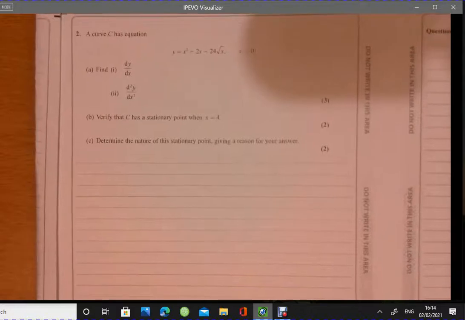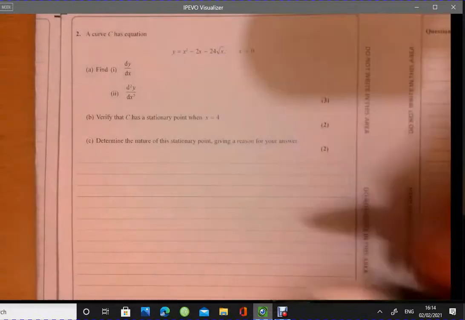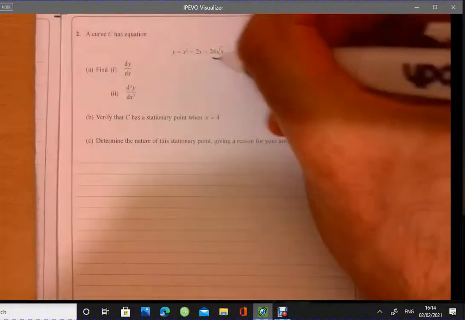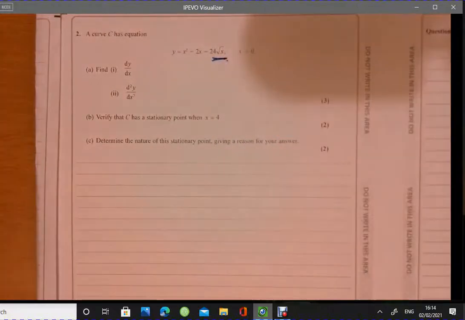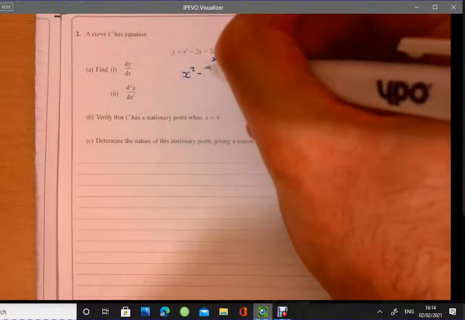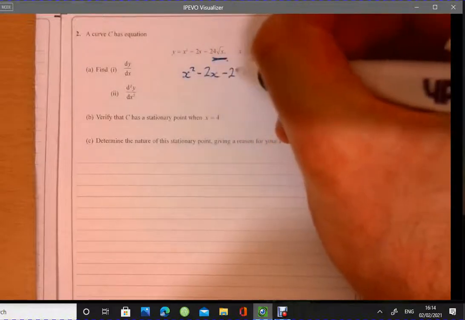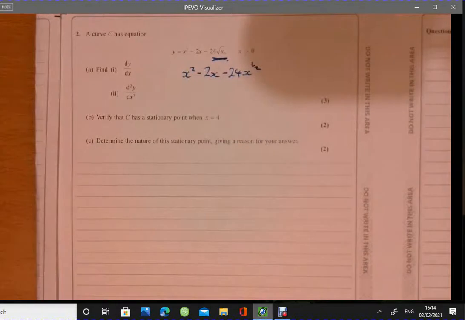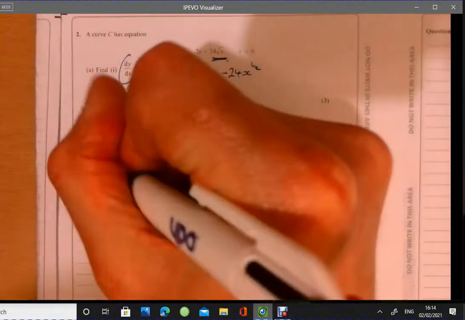Question 2. So the easiest thing to do here is, I don't like how the question's written out for us. I don't like that bit where it says root x. So let's just rewrite it. It's x squared minus 2x minus 24x to the half. Right, let's do dy over dx. So here we go, part I.